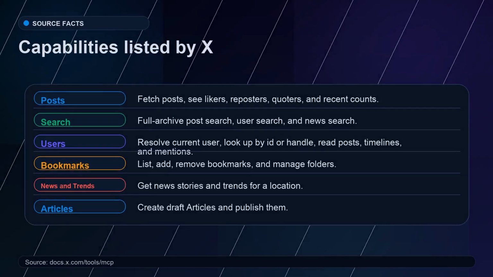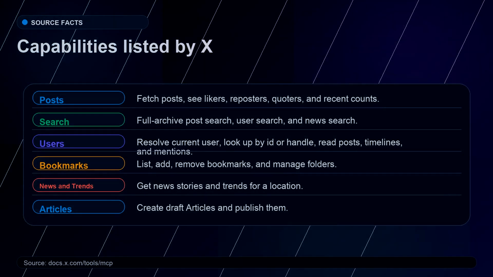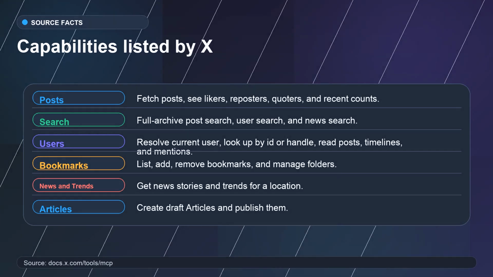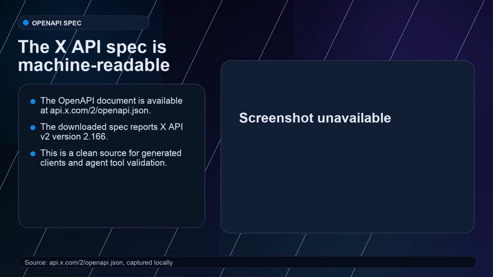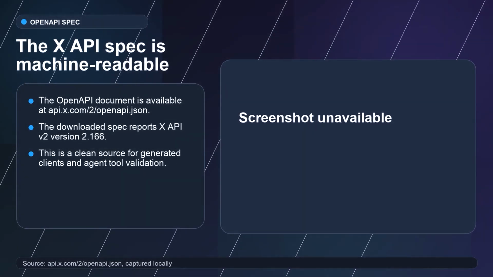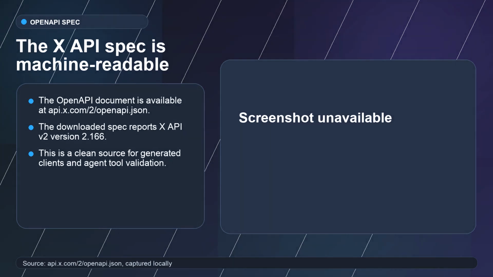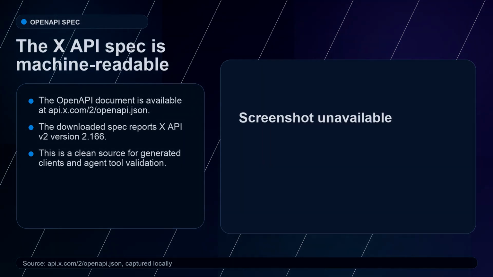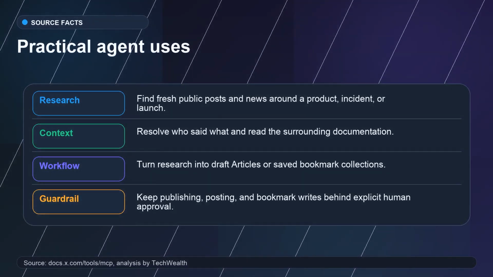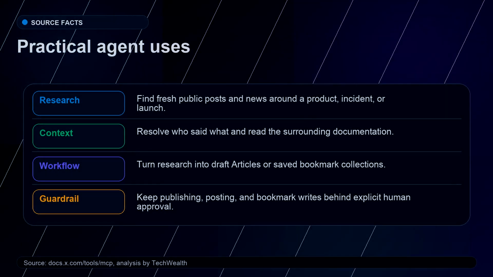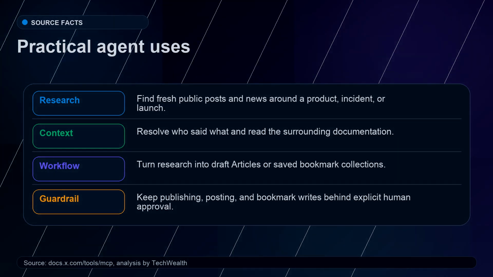Now look at what the tool surface can actually do. The docs list posts, search, users, bookmarks, news and trends, and articles. Search is the obvious headline because agents can use the full archive, user search, and news search as research inputs. User tools let an assistant resolve handles and inspect timelines or mentions. Bookmarks are more personal because listing, adding, removing, and folder management act with your account permissions. Articles can be drafted and published, which is powerful but also a side effect lane. That is why this should be treated as a real operational interface, not a toy plugin. Reads are research. Writes need deliberate approval.